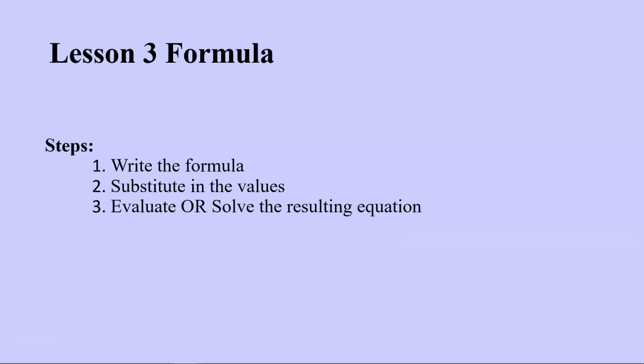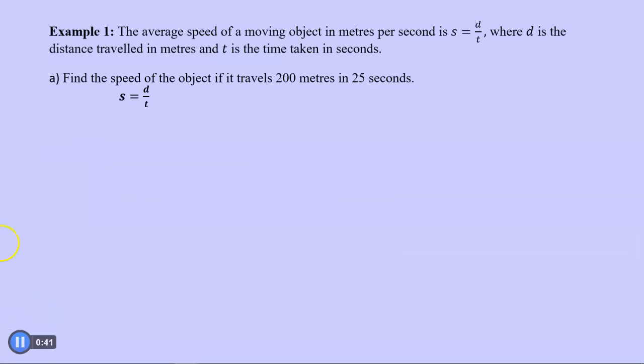After that, we need to decide, can we just work it out, evaluate, or do we need to solve a resulting equation? All right, let's have a look at an example that contains each of these types. So we're given a formula, and it's probably important that you highlight the formula, where speed, s, equals d, distance, over time, a common formula.